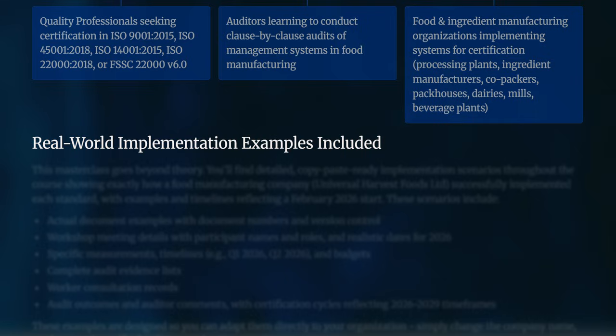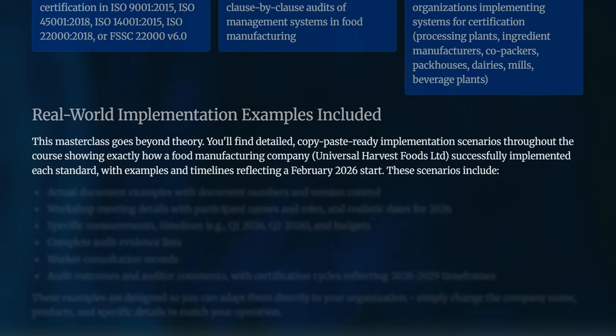We have included real-world implementation examples, like a real company. So this masterclass goes beyond just theory. You will find detailed, copy-paste implementation scenarios throughout the course, showing exactly how a food manufacturing company, here the example company we have is Universal Harvest Food Limited, will successfully implement each standard, because we are going to do that. You can just copy the same and put in your details and you are good to go.